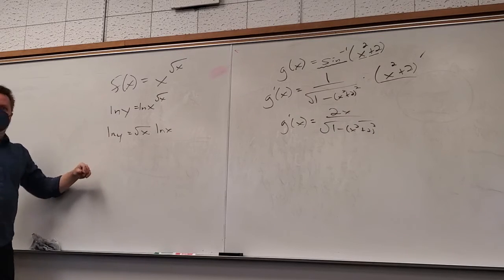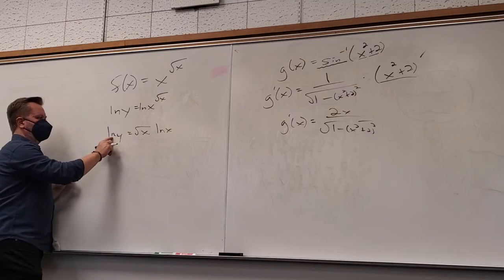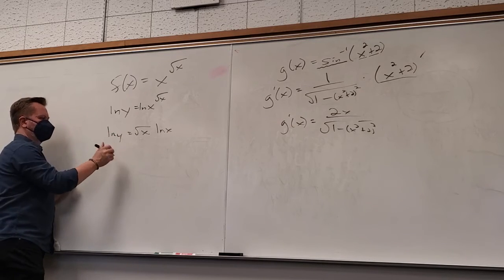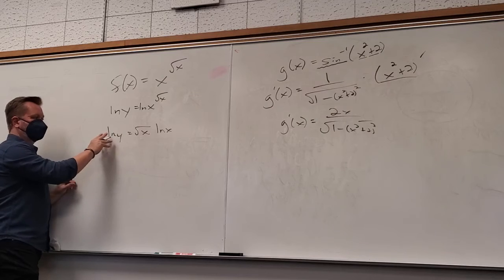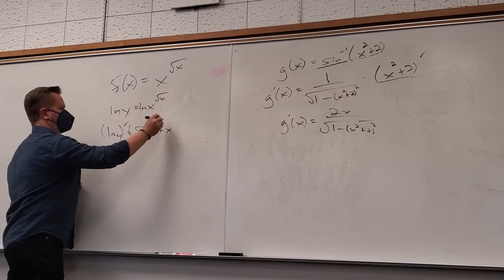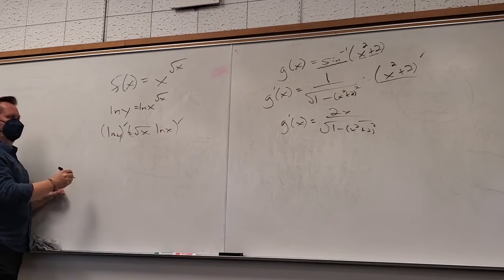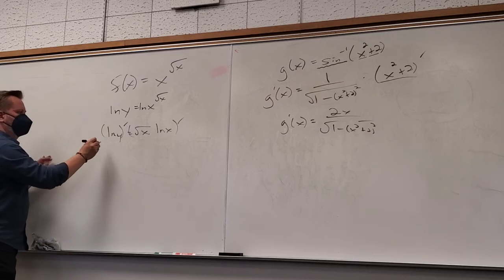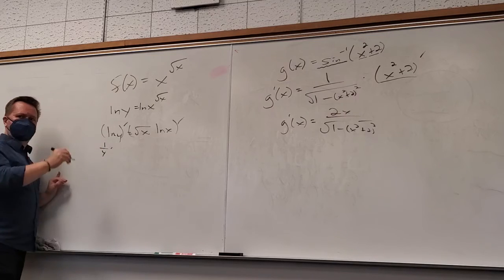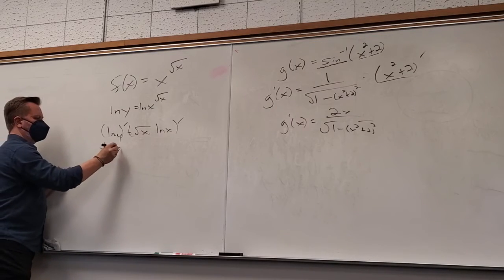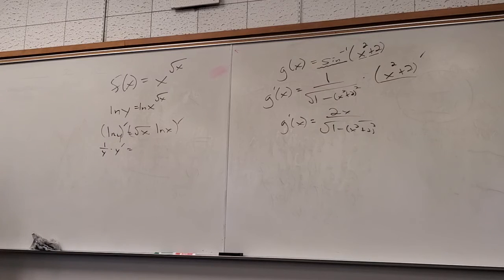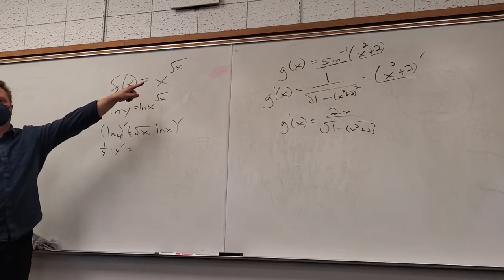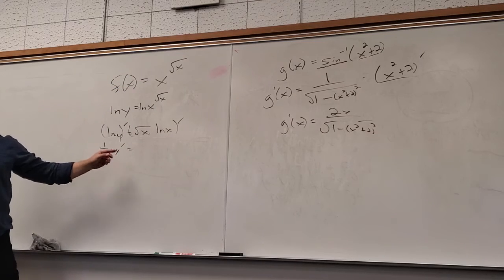So what's the derivative of ln of something? What's the derivative of natural log of x? 1 over x. So the derivative of natural log of y is 1 over y times y prime. Good old chain rule. y is a function of x, therefore I have to multiply by its derivative.